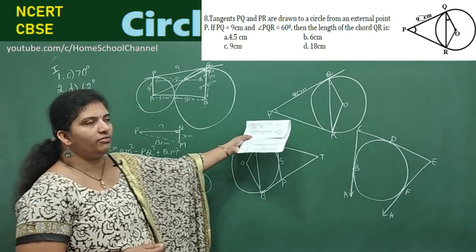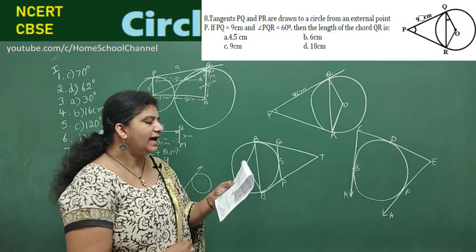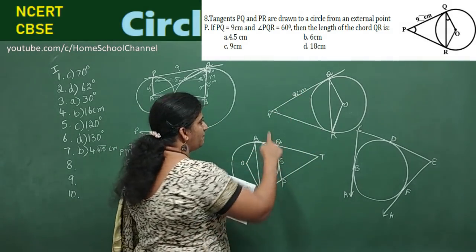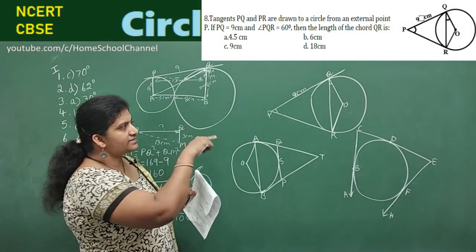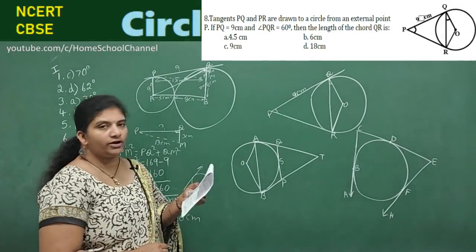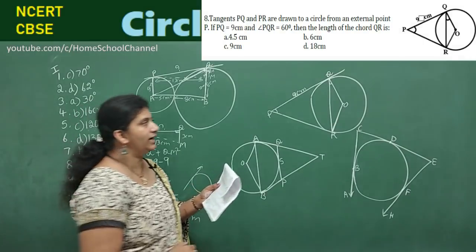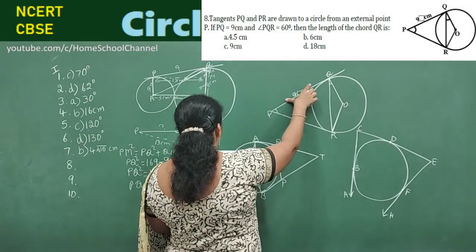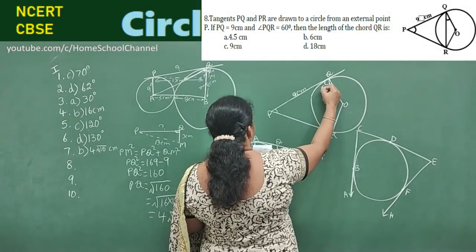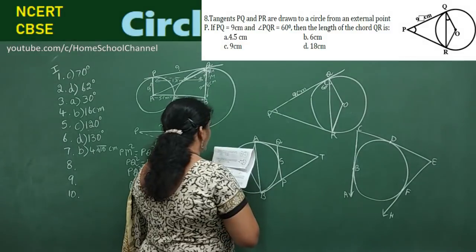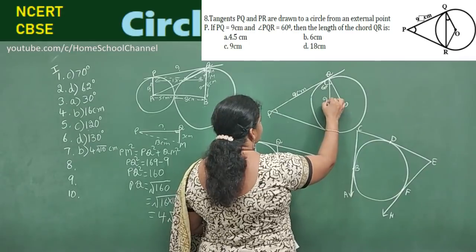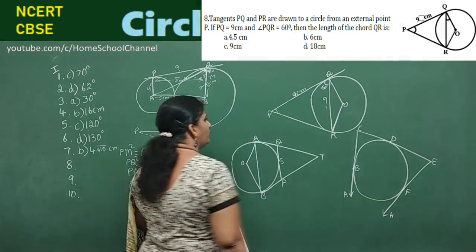Eighth problem. You can see the figure over there. Tangents PQ and PR. PQ and PR are tangents, which means P is an external point. That is a circle with center O. To a circle from an external point P, if PQ is equal to 9 centimeters and angle PQR, this angle, is 60 degrees, then the length of the chord QR is? What is the length of QR is your question.